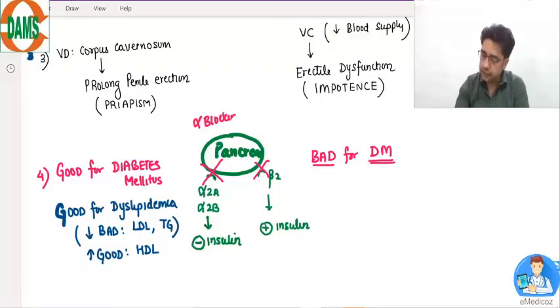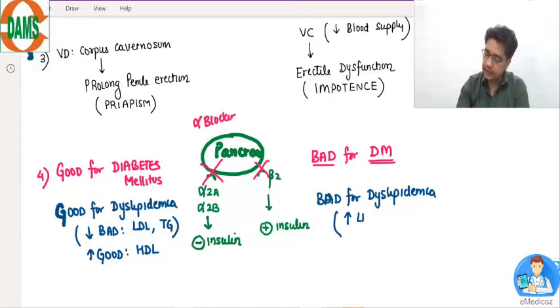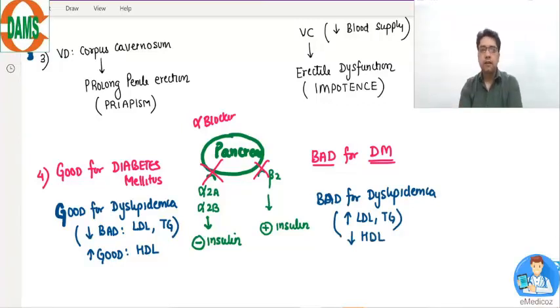And you will write beta blockers are bad for dyslipidemia. Why? Because they increase LDL and triglyceride, which are bad, and decrease HDL level, which is good.